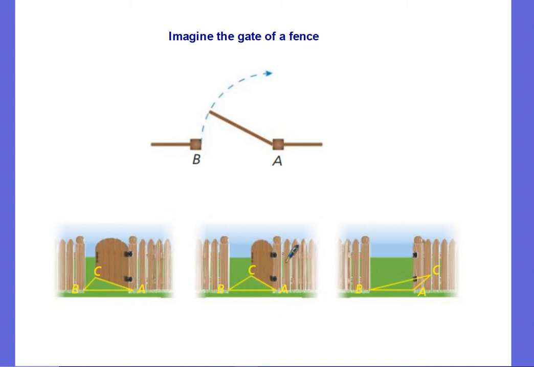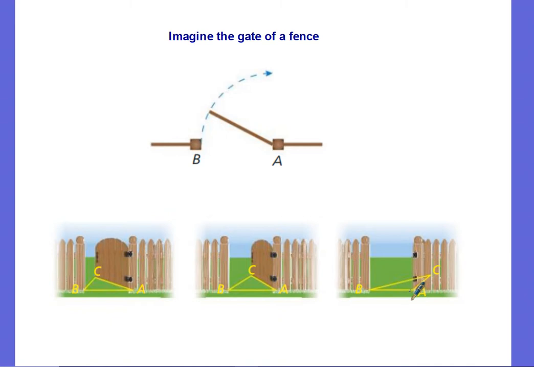I open it up a little bit more. What ends up happening with angle A? Well, it gets slightly bigger as I open it up right through here. And then notice when I open it up all the way and the end of the gate is somewhere over here by point C, what ends up happening to angle A? Well, now you create a huge obtuse angle.